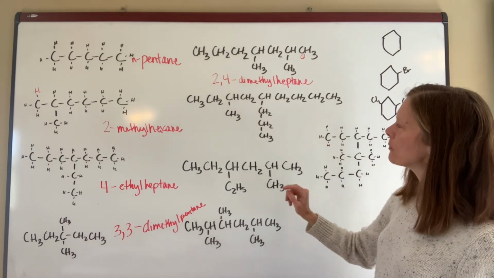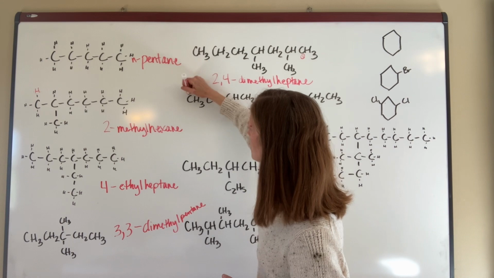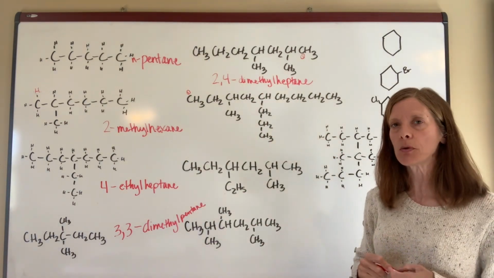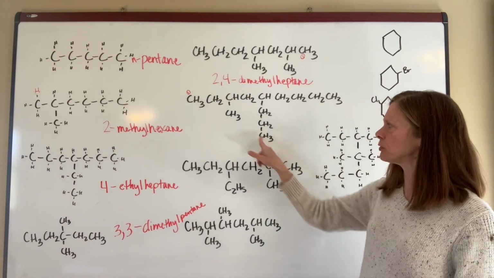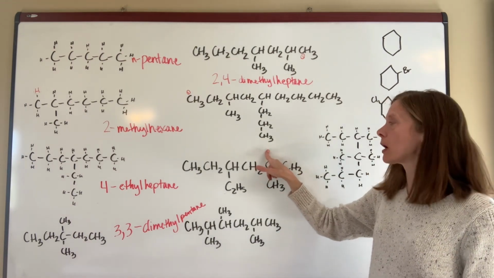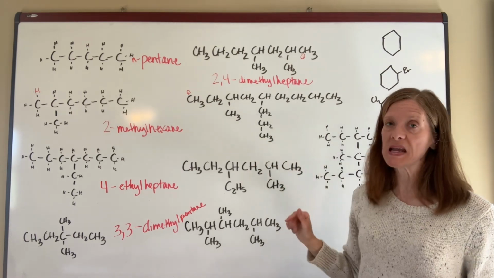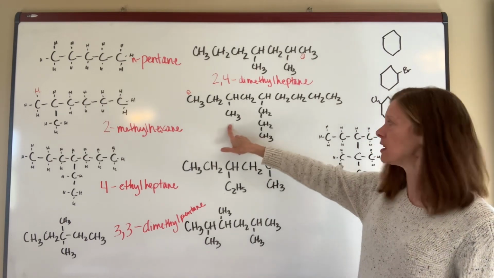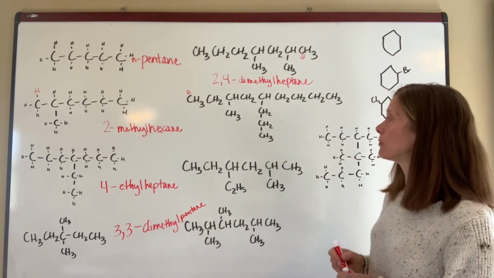I want to number it from the left-hand end. I want to start down here and make this one number 1 because that will give me the lowest possible numbers. But which one do I name first? Do I name the methyl group or do I name the ethyl group first? Or I'm sorry, the propyl group. Well, the groups have to be named in alphabetical order. So this one starts with M and this one starts with P. So the M is going to come first.